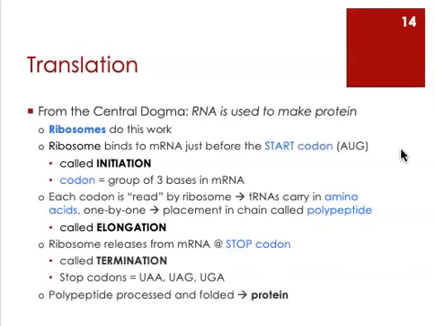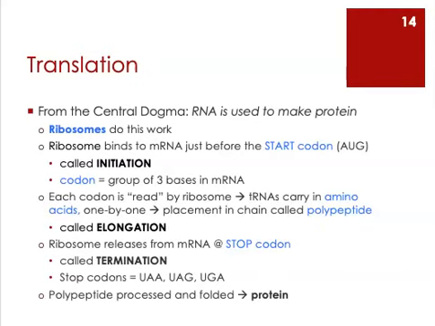Just like we saw for transcription, there are going to be 3 phases to translation. And lucky for us, they have the same names. There's going to be an initiation, then an elongation, then a termination. Initiation is the phase where the ribosome first comes in and binds to the messenger RNA, just before that start codon, just what we call upstream of the start codon.